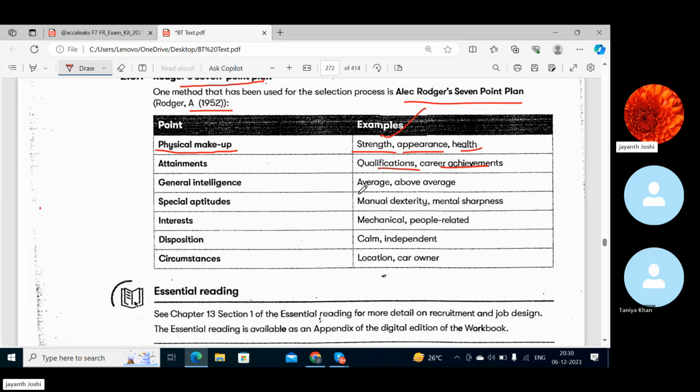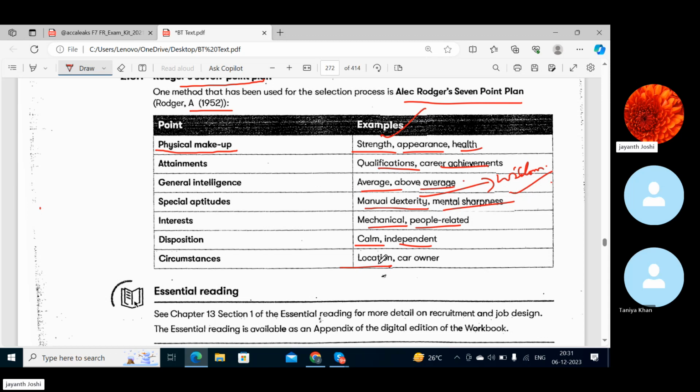You want some person who is strong in appearance and healthy, and who has qualifications and some career achievements, has general intelligence, average or above average, special aptitudes, manual dexterity, that means wisdom, that means prudent and very wise to take decisions when crucial decisions have to be taken. Then mental sharpness, he should be very interested in doing his job, like mechanical or people related.